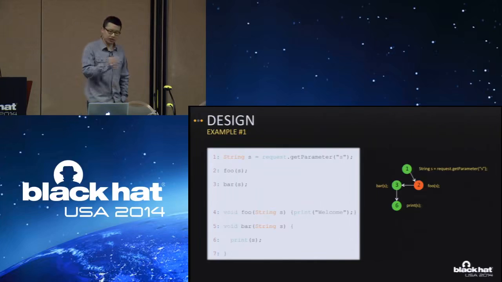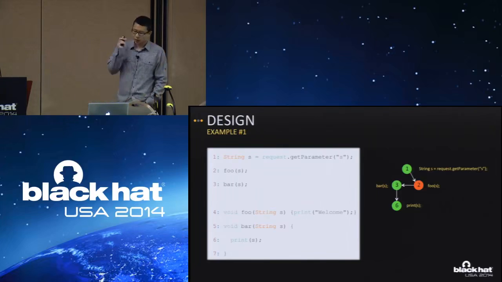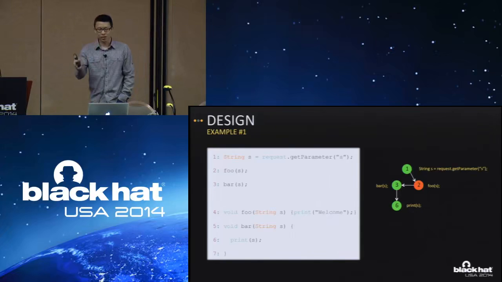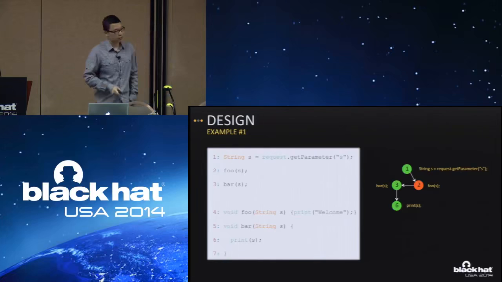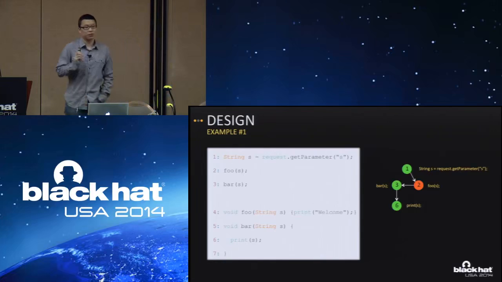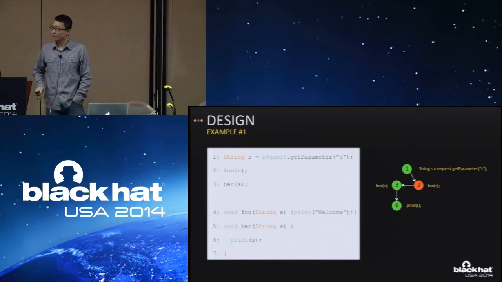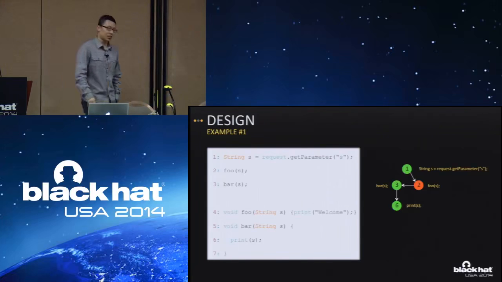So if you take a look at the data flow of this XSS vulnerability, what happens to that string is that at line number 1, you get the string. Line number 2, you pass the string to foo. Line number 3, you pass it to bar. And line number 6, you print it out. So you have 4 data points. But is that a correct data flow? I would say it's not.